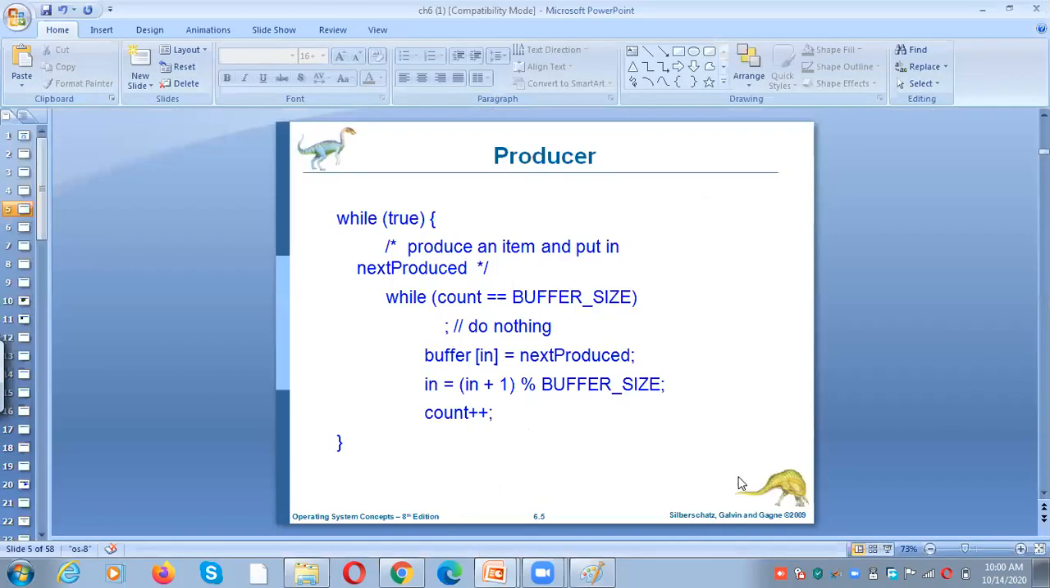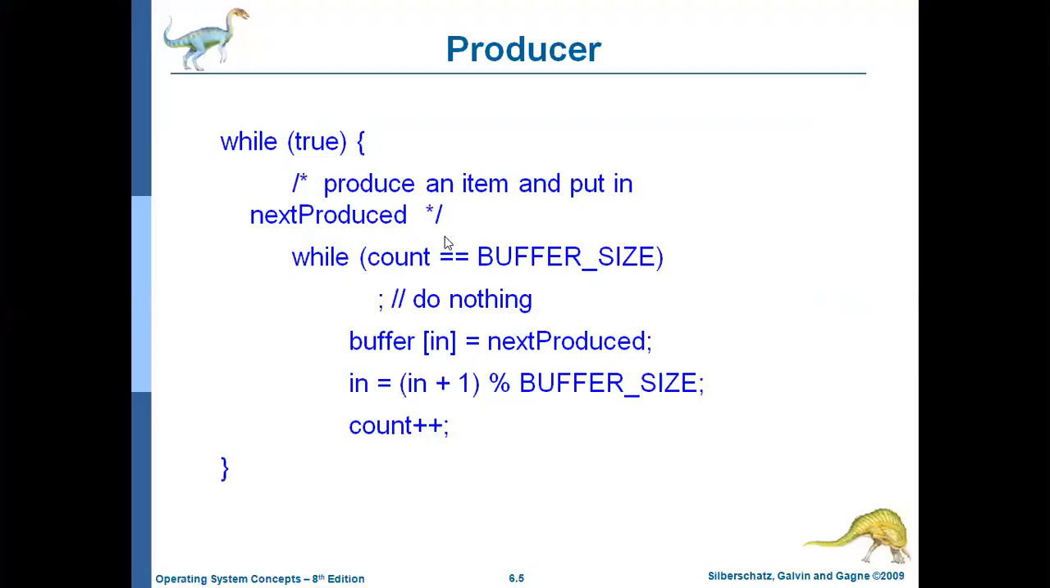Okay, now, while true means always an infinite loop, the code will always be executed, right? So first, while count equal to buffer size. For example, in our example, the buffer size is 5. So count equal to 5. Initially the count value is 0.